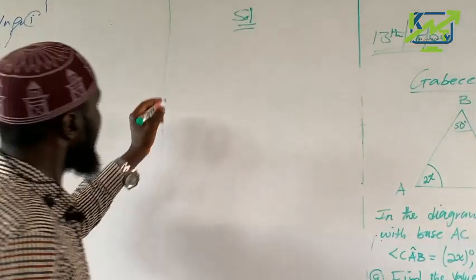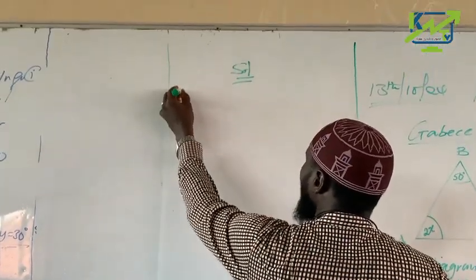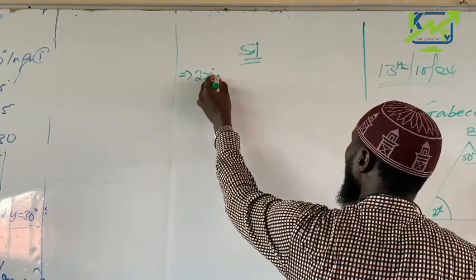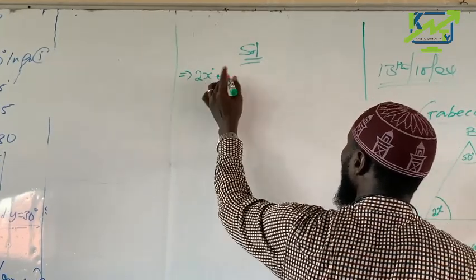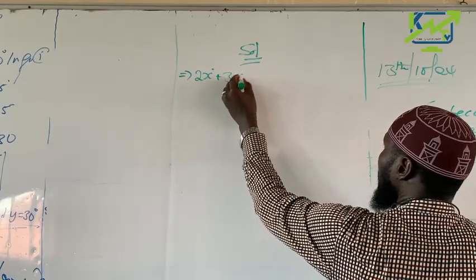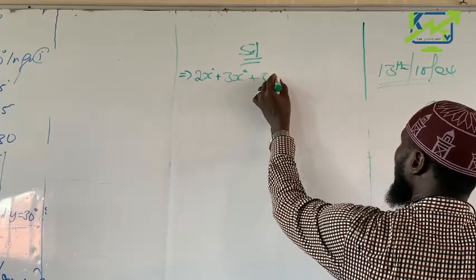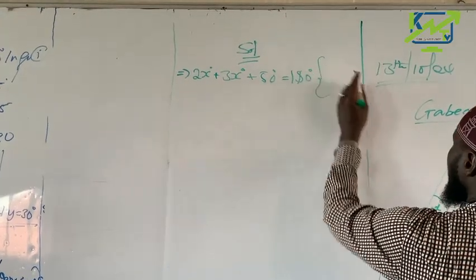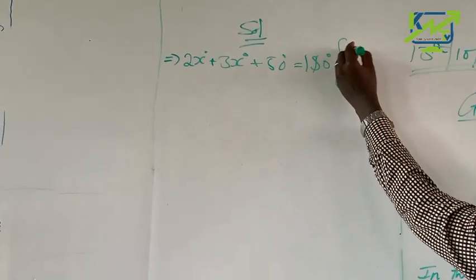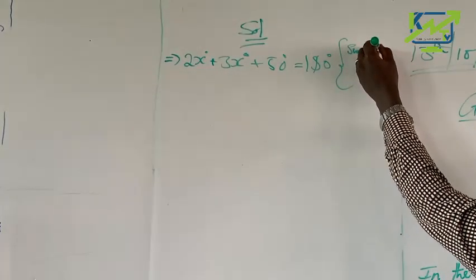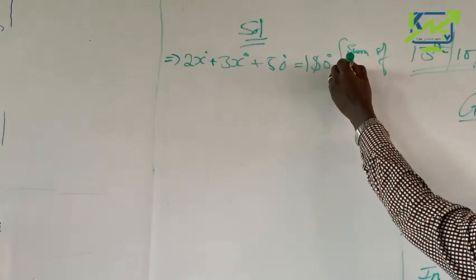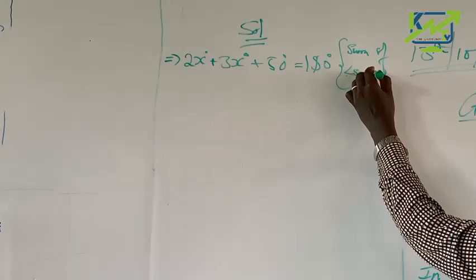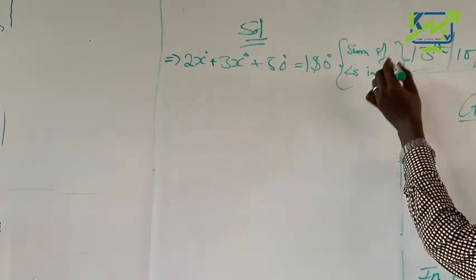Now from there, we are going to set up the solution. We set angle 2x degrees plus angle 3x degrees plus 50 degrees equals 180 degrees. The reason is, even if they do not ask you the reason, you can state the reason there. The reason is the sum of the angles in a triangle. You can draw the small triangle like this.